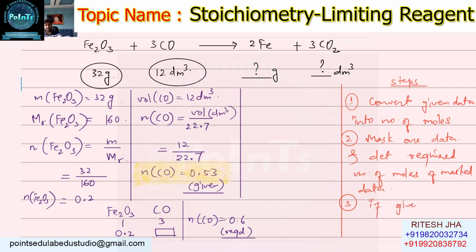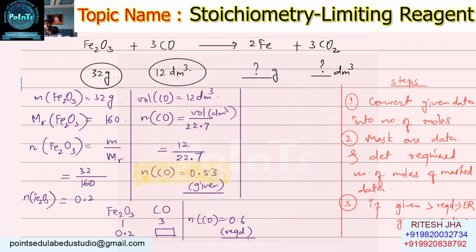If you are given more than required, then it is considered to be the excess reactant. If you are given less than required, obviously just understand my sentence. It's a very simple sentence. If you're given more than required, obviously that means you're given in excess. And if you're given less than required, then that is known as the limiting reactant. Okay.